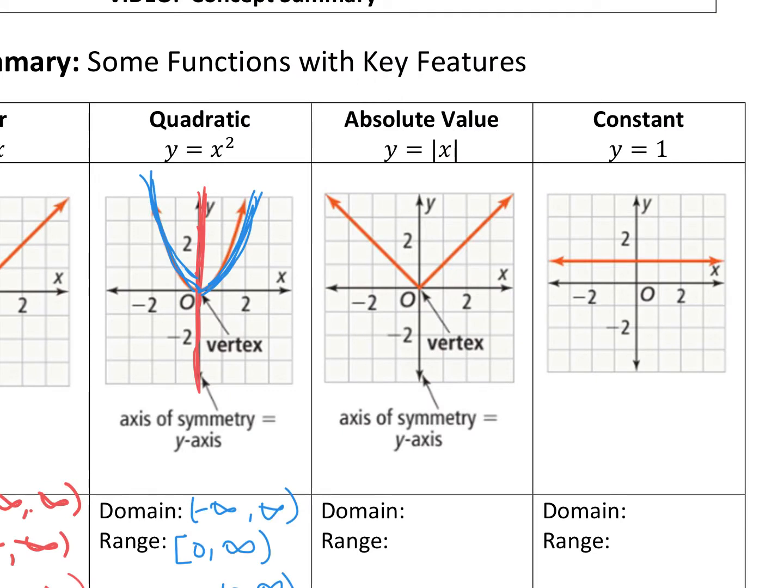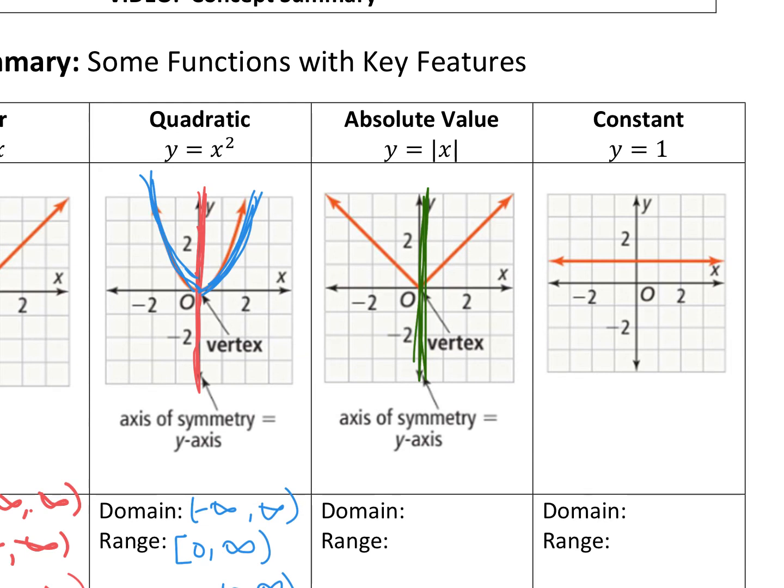Okay, we're going to move on to our next function, our absolute value. We have y equals the absolute value of x. I mentioned in an earlier video, these are V-shaped graphs. Because the absolute value of x has a positive in front of it, that's why your V is opening up. This one also has an axis of symmetry going through the y-axis. It's a symmetry line that cuts your graph in half.